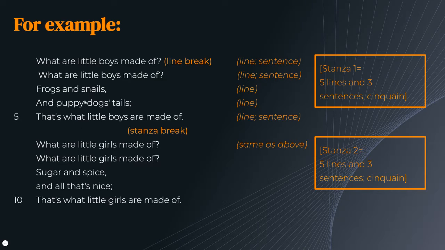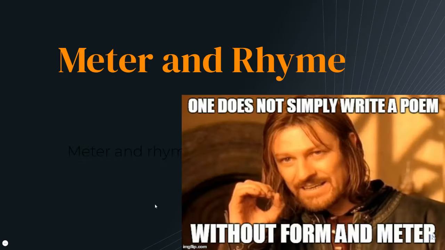Oh yeah, I guess frogs and snails and puppy dogs' tails. All right. Anyway, then we move to a stanza break. So this is where we skip a line and start the next stanza, and then we follow the same pattern. Okay, and so that gives us a rhythm to the poem along with the lines and stanzas.